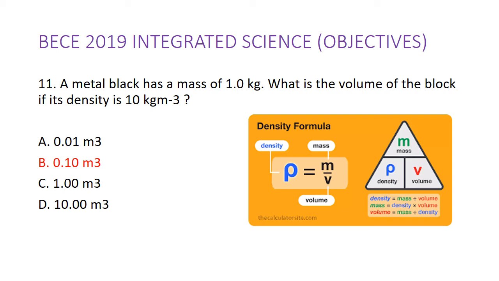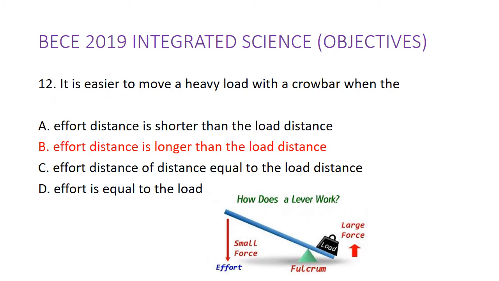Mass is 1 kilogram, density is 10 kilograms per meter cube, so that's 1 over 10. And from our basic mathematics, you know 2 over 10 is 0.2, 3 over 10 is 0.3, so 1 over 10 will also be 0.1. So it's 0.1 meter cube.